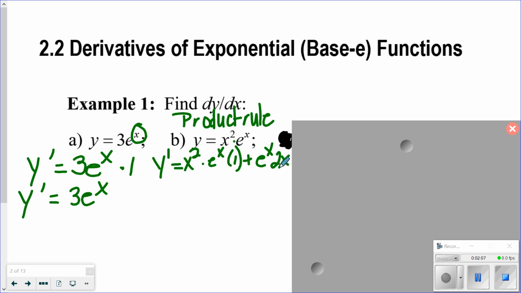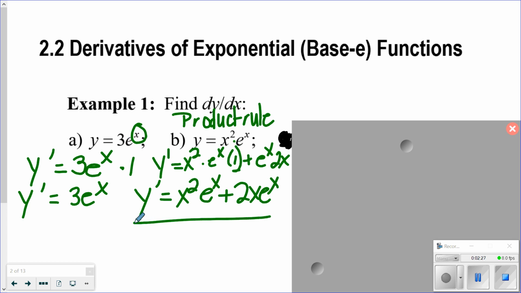Okay, and then let's combine things and move them around. So we have x squared e to the x plus 2x e to the x. I like the numbers in front, so I rewrote it that way. Really, the only thing you needed to do was multiply that 1 in. Okay, so that would be your final answer.